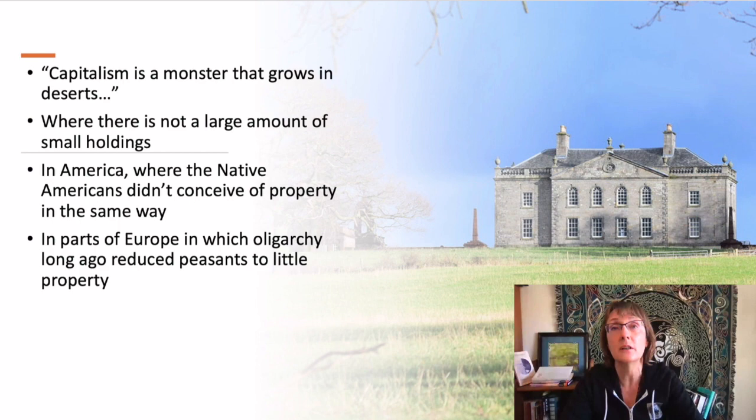He says particularly in America, where the settlers came and there weren't that many Native Americans, not much population density to begin with, and in addition to that, the Native Americans didn't have really a concept of private property in the same way, so it was very easy to take over and begin to build in a capitalist system. He also mentions that in parts of Europe in which oligarchy long ago reduced peasants to very little property, those were the places where capitalism grew first.